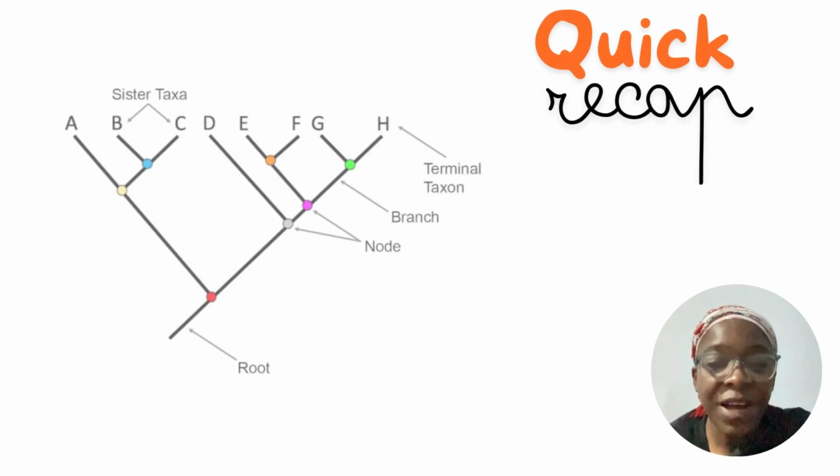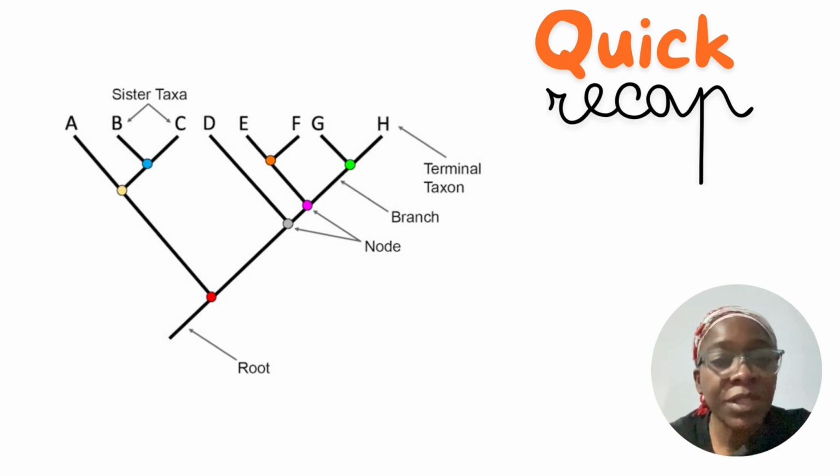Let's have a quick recap about the terminologies that we find on a phylogenetic tree. So we've got this general picture where you see the beginning of the tree is the root, and the top ends are known as the terminal taxon. So each of these are taxons or taxa.